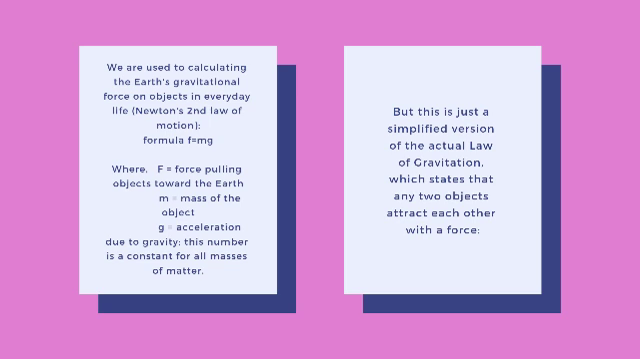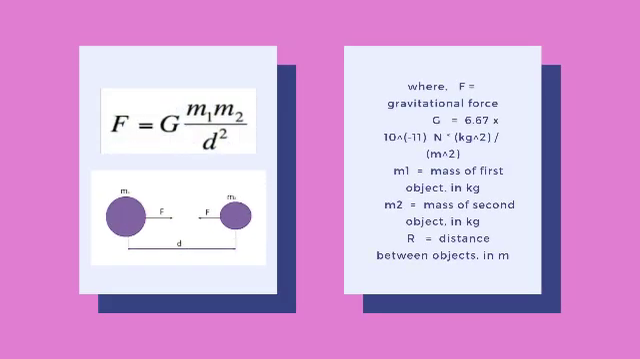But this is just a simplified version of the actual law of gravitation, which states that any two objects attract each other with a force. The gravitational force formula, where F is equal to gravitational force, G is equal to 6.67 times 10 raised to negative 11 Newton kilograms squared over meter squared.